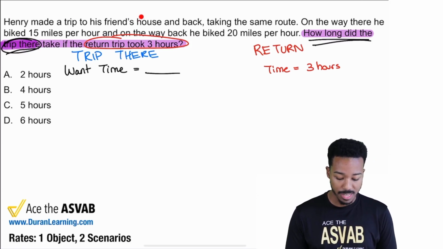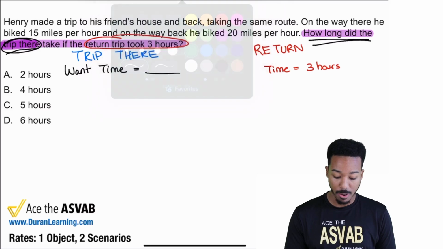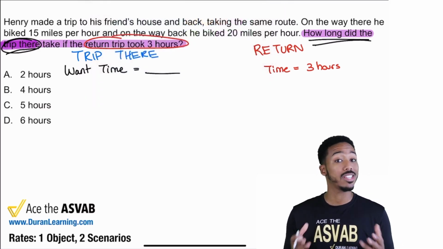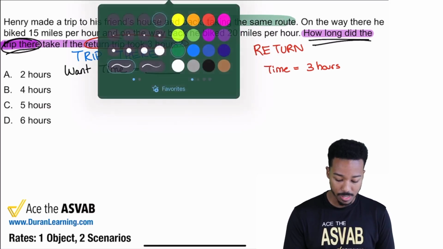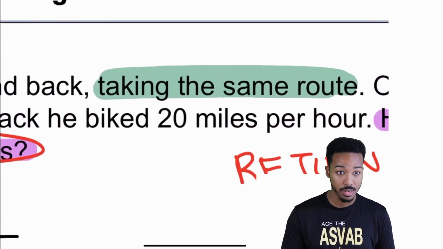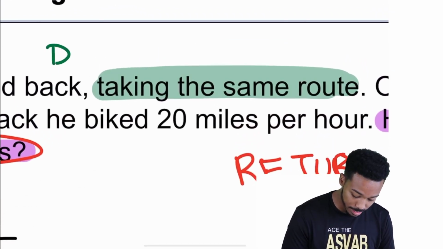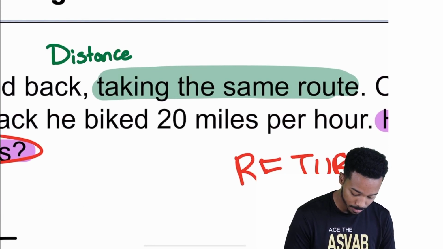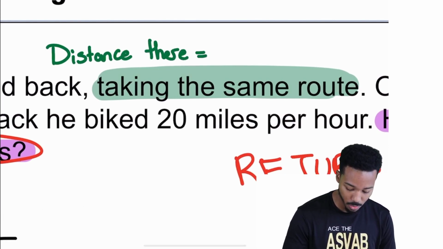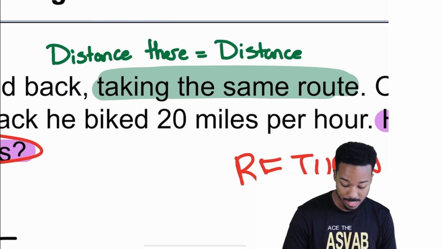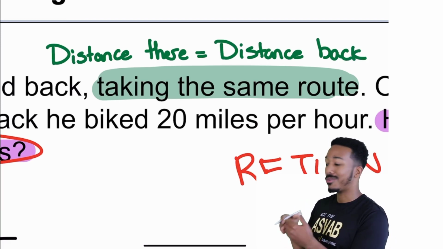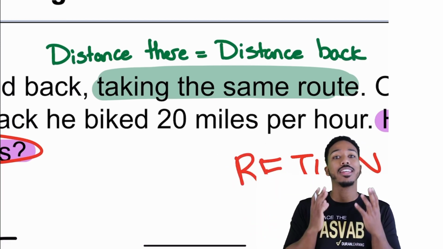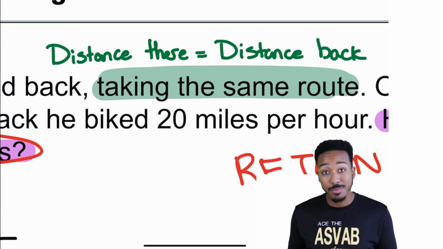Henry made a trip to his friend's house and back, taking the same route. I got to go ahead and point out that this is a very important piece of information. Even though it doesn't use numbers, that's still very important. Taking the same route. What does that mean for us? What that means, and I'll go ahead and zoom in here, is that the distance there equals the distance back. They are the same. Think about it. If you take the same route going somewhere and then coming back, that really means, hey, they're the same distance.